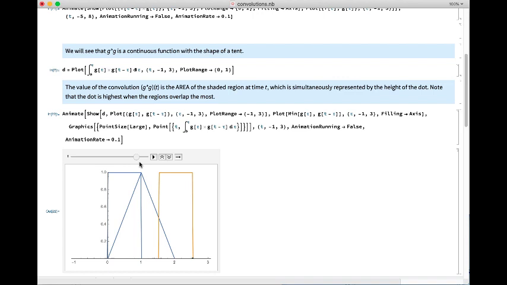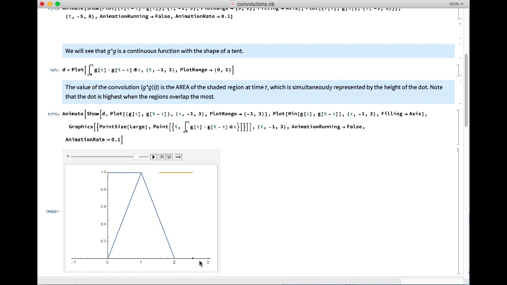So the convolution, if I look at the graph of the convolution of these two characteristic functions of the unit interval that are sliding around here, the resulting convolution looks like this tent function right here. So it's interesting to notice that we went from two discontinuous functions, right?